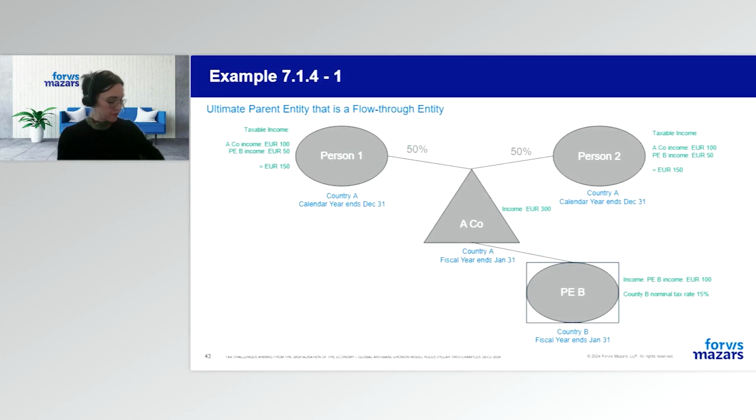Now, here you have a flow-through entity that has a permanent establishment in another jurisdiction. Person 1 and person 2 are both subject to their share of ACO's net income, and they incur taxes in jurisdiction B on the income that is attributed to that permanent establishment at a rate that is equal or greater to the minimum rate. And it's not the income of ACO, the UPE flow-through entity, that is reduced. It is the PE in jurisdiction B's GloBE income that is reduced. So it's interesting.